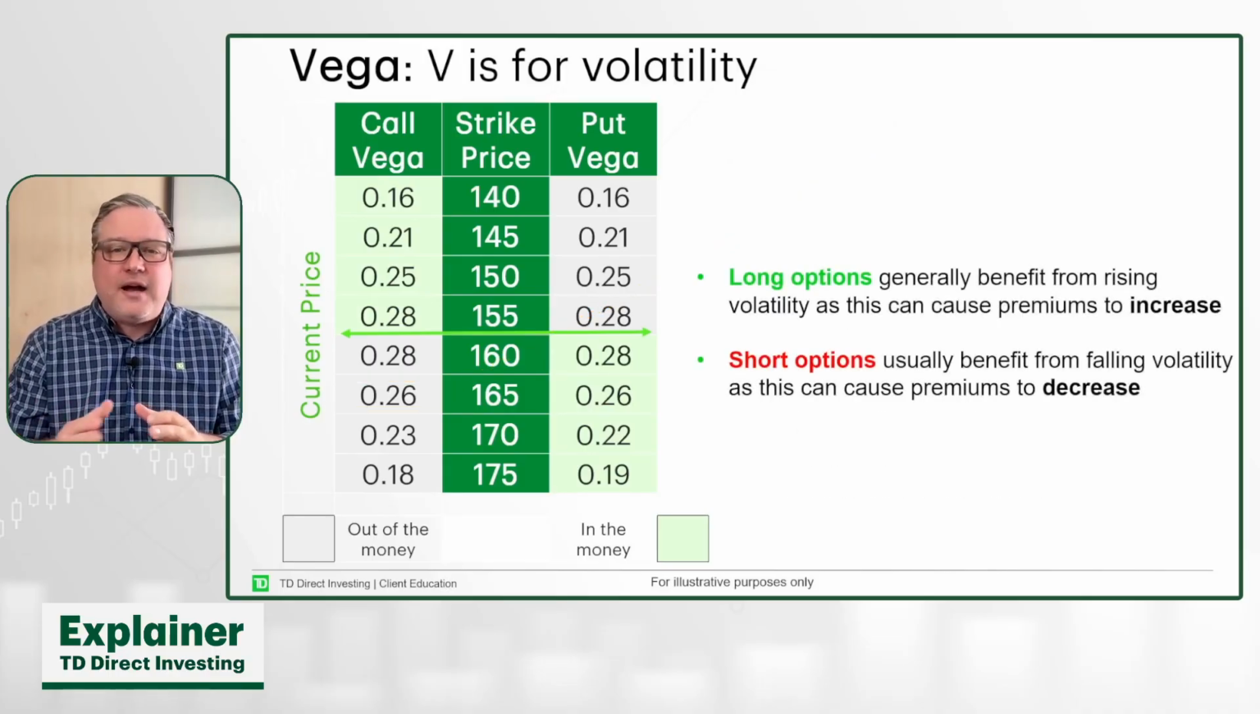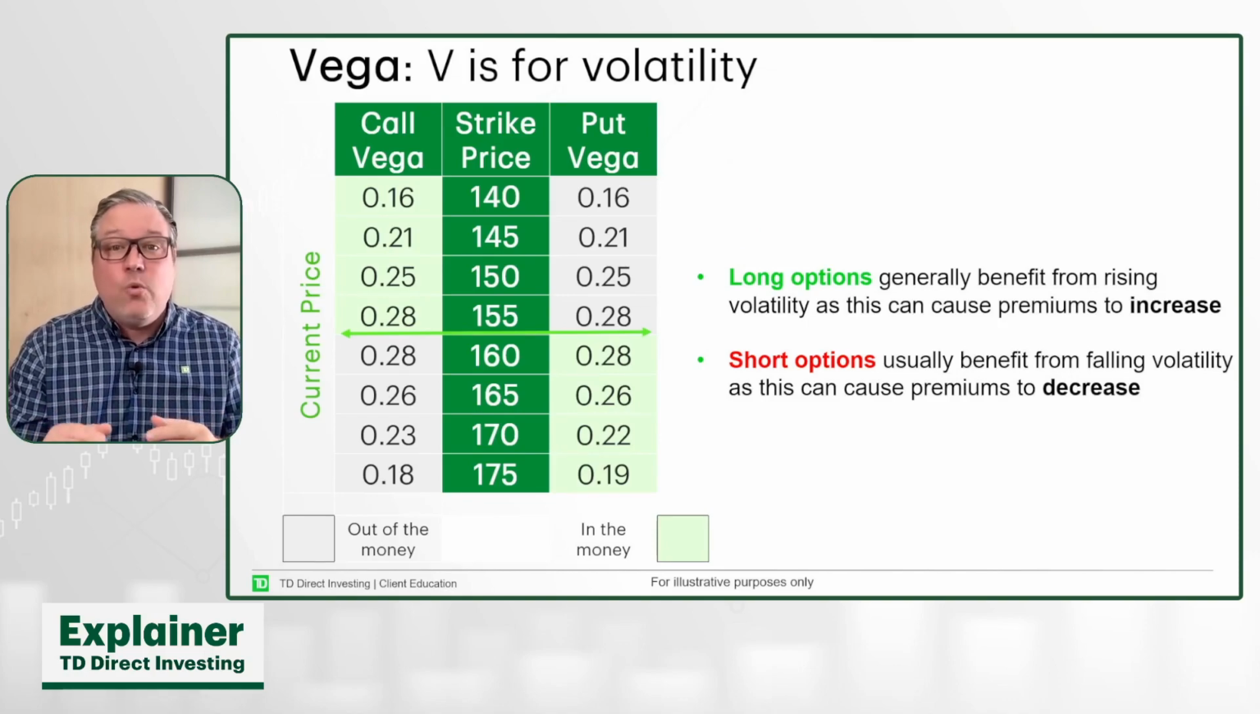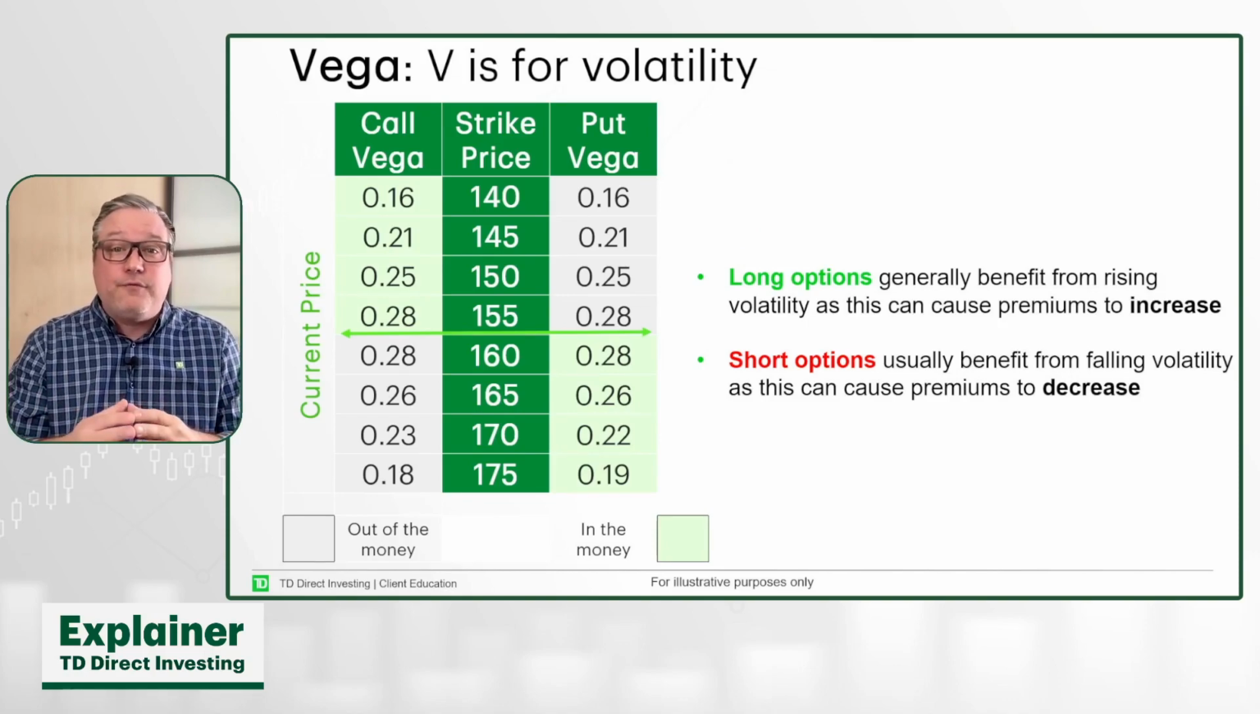Volatility can also be a factor when choosing your strategy. Long options, like buying calls or puts, generally benefit from rising volatility because premiums expand, while short options usually benefit from falling volatility because premiums contract.